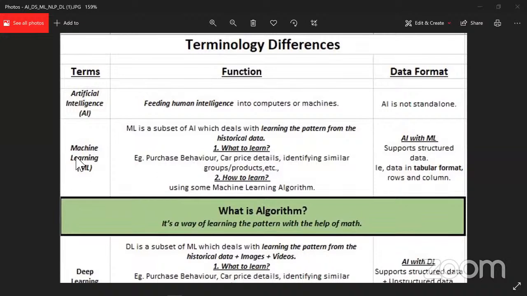Let's get into it. So machine learning is nothing but it is a subset of artificial intelligence, which deals with learning the patterns from the historical data. Now, what to learn? Purchasing behavior. Now, what is this purchasing behavior? We are getting into Amazon and we wanted to buy one product. Let's say we wanted to buy some Adidas t-shirt. So now if I'm just clicking on an Adidas t-shirt and I purchased it, when I'm just going for the checkout page, it is just showing me a message stating that the similar customers has purchased these products.